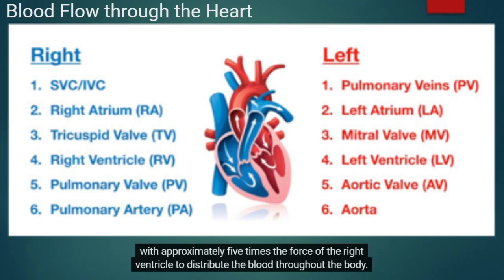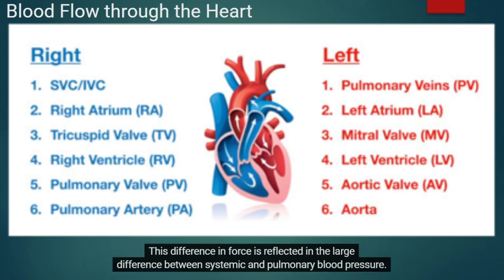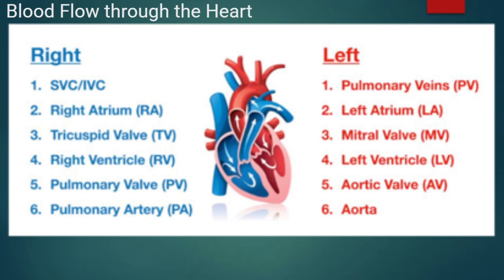Although each ventricle pumps the same amount of blood, the much thicker walls of the left ventricle pump with approximately 5 times the force of the right ventricle to distribute the blood throughout the body. This difference in force is reflected in the large difference between systemic and pulmonary blood pressure.